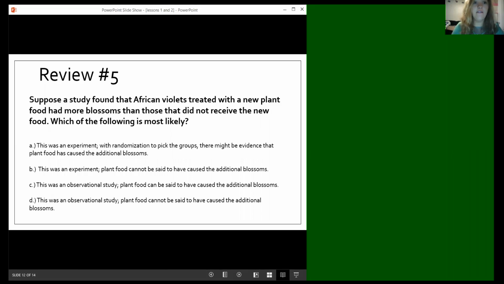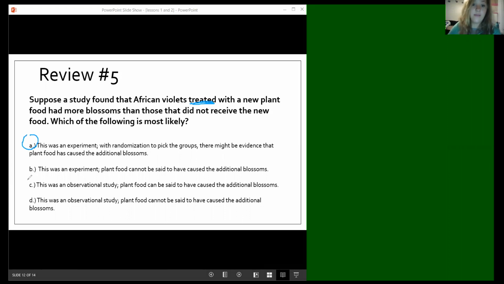Okay, number 5. Suppose a study found that African violets treated with a new plant food had more blossoms than those that did not receive the new food. Which of the following is most likely? Go ahead and read through these. Okay, so A is going to be our answer. It is going to be an experiment because they're treating it. There's some sort of treatment going on.